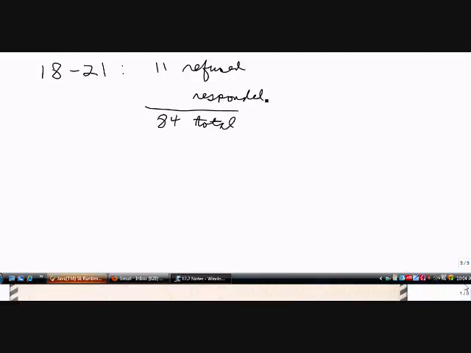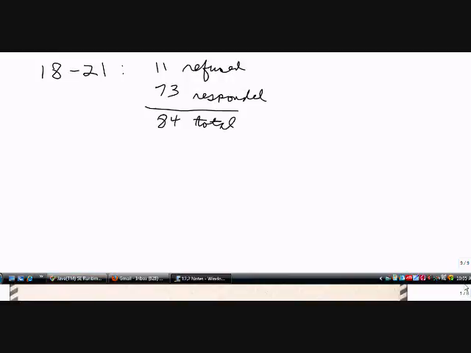So I start taking a few little notes here. In the 18 to 21-year-old age group, 11 refused, and there were 84 people. So how many actually responded? 84 people were surveyed, 11 refused to respond, which means the rest responded. So that's 73. Okay.